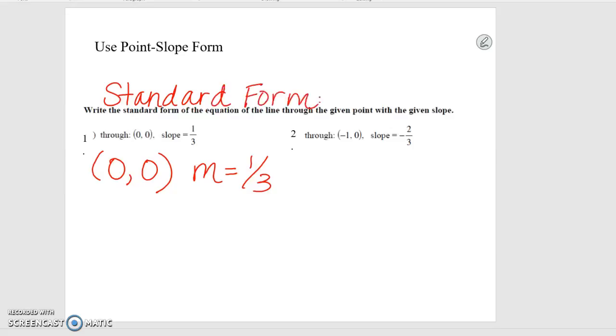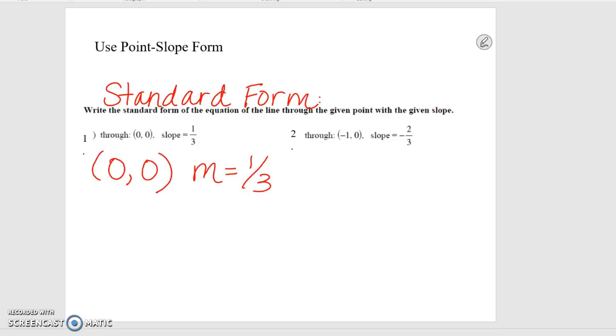And we're going to go through (0, 0) and a slope of 1/3. Okay, so I usually go back to slope intercept form because that's the form I use all the time. But what do we know here? We know a point and we know a slope. So what should we go with? Point slope form.